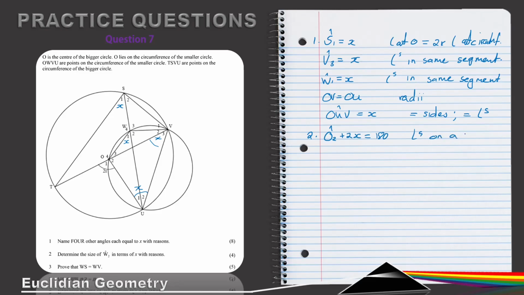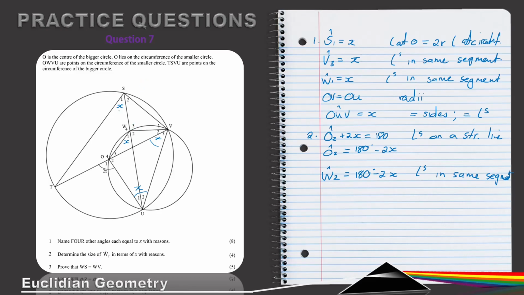And then I can solve for O2. O2 is equal to 180 minus 2x. Now we know that W2 is equal to O2, so that's also equal to 180 minus 2x. And our reason is angles in the same segment. Okay, and there we have it. That is our answer there. So to do number 3, prove WS is equal to WV.